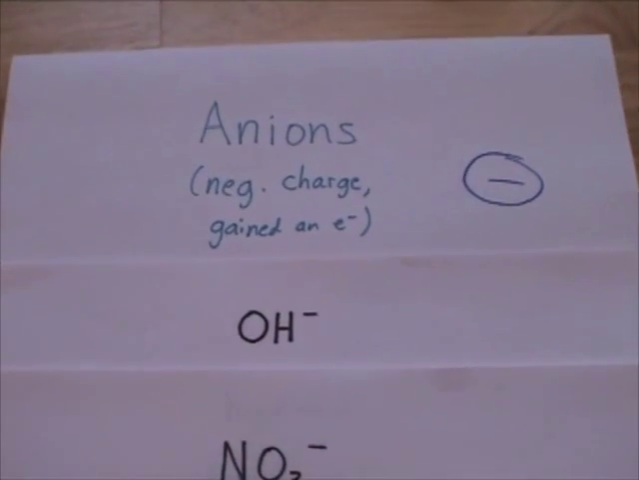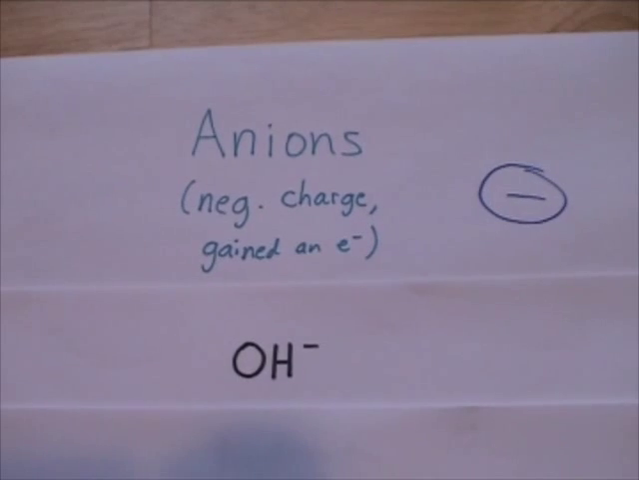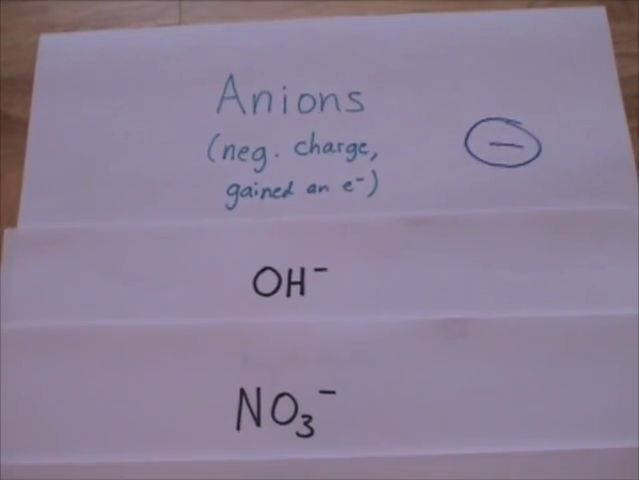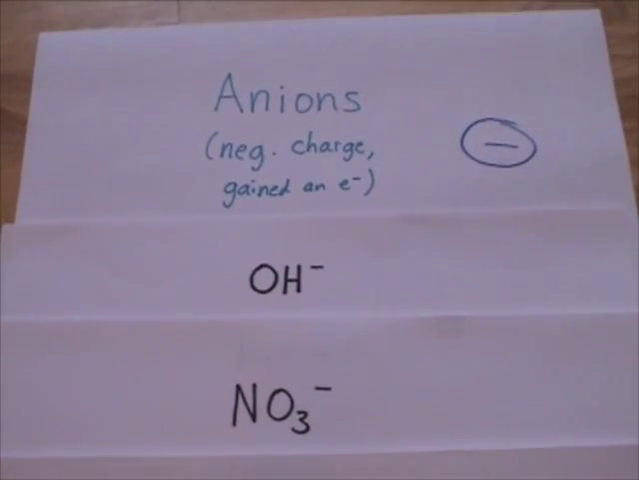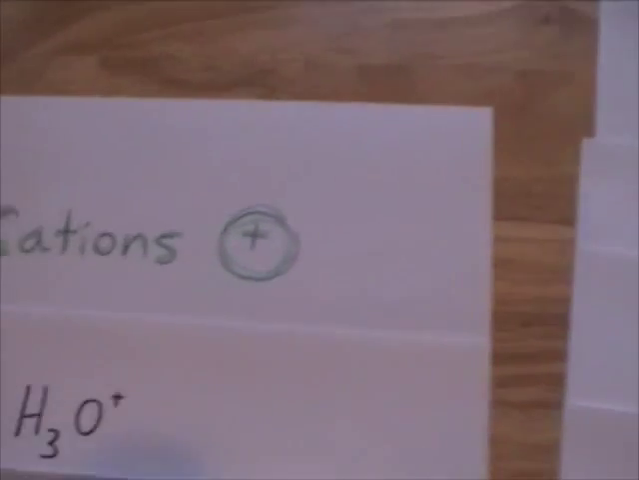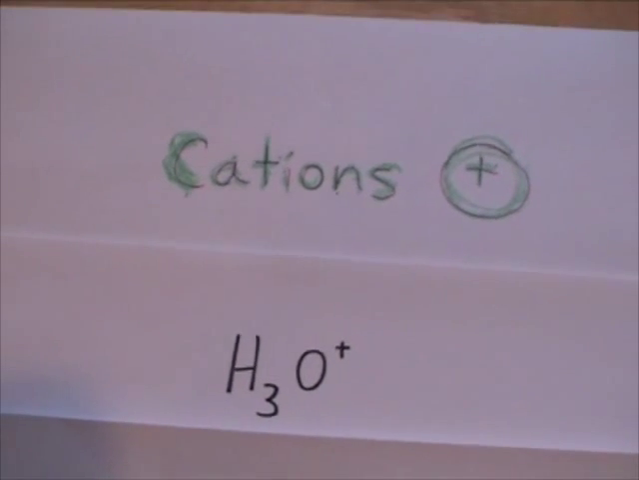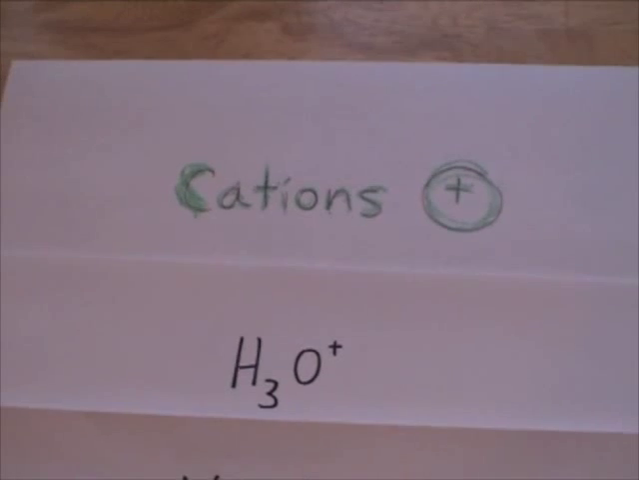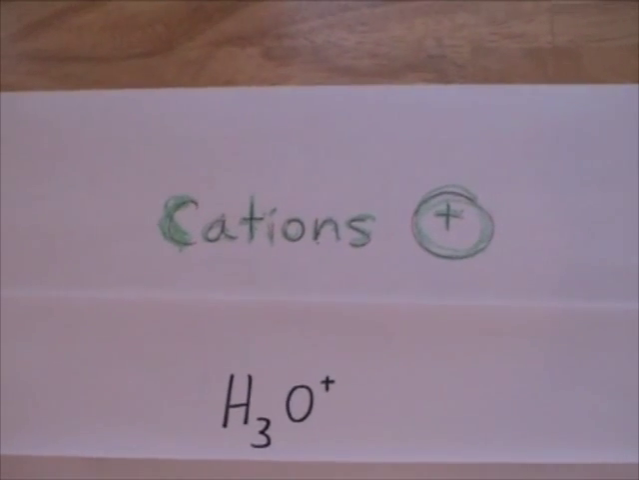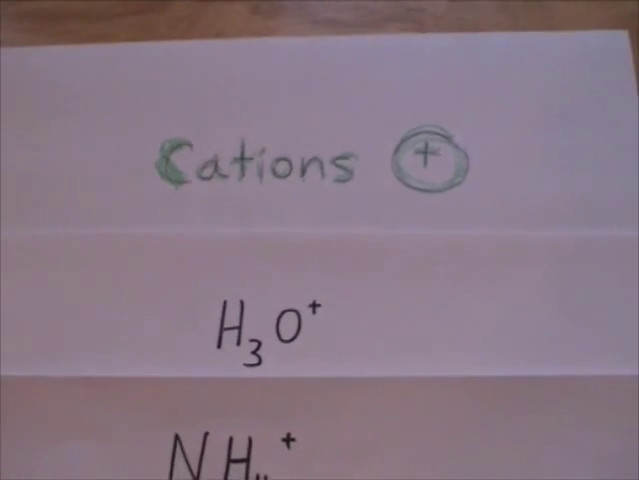So anions are negatively charged. They have gained an electron. If there's more than one atom consisting of that anion, then it's called a polyatomic anion. A cation has a positive charge. It has lost an electron. So let's go through some of these common polyatomic cations and polyatomic anions.